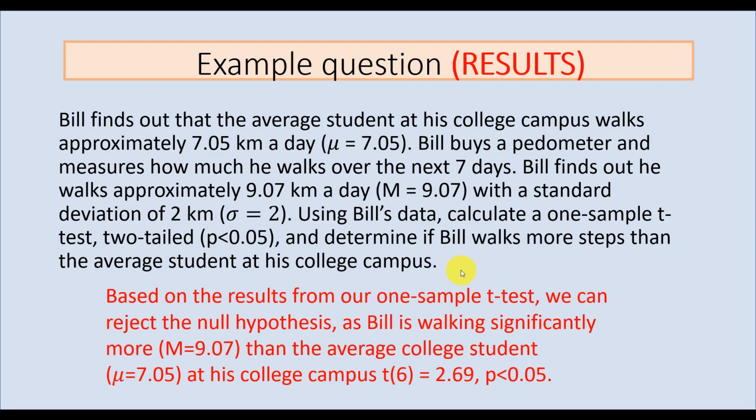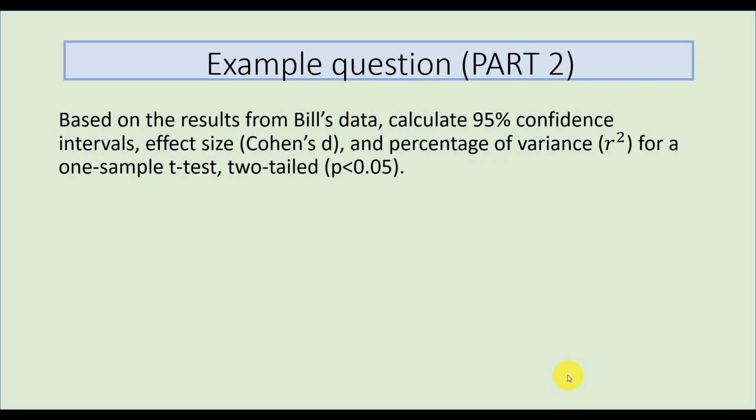So, of course, these results were actually calculated in the last video, and they are as follows. Based on the results from our one sample t-test, we can reject the null hypothesis as Bill is walking significantly more than the average college student at his college campus. And here are the t-test results in scientific notation and are significant. So in this video now, we're going to continue with the same example question, but this time, based on Bill's results, we're going to calculate 95% confidence intervals, effect size, also known as Cohen's d, and percentage of variance, which is R squared, for the one sample t-test two-tailed.